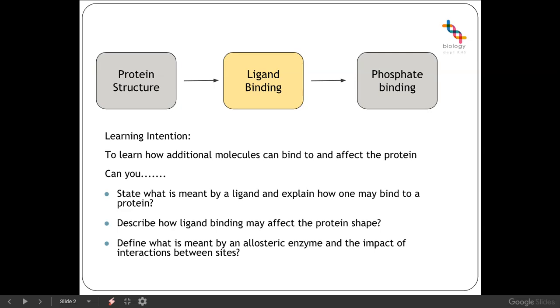You need to be able to state what is meant by a ligand and explain how one might bind to a protein. You need to describe how the ligand binding might affect the protein shape, and you need to define what we mean by an allosteric enzyme and the impact of different interactions between sites on a protein.